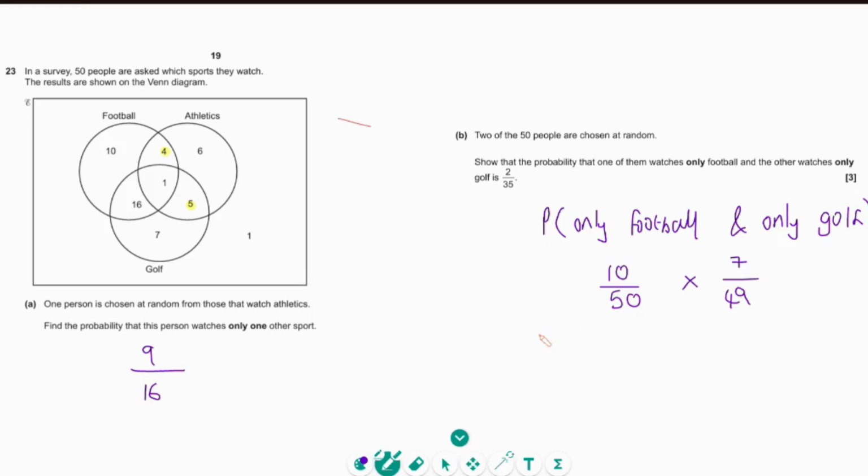I could also have it the other way around, so the probability it watches only golf and then only football, which would be 7 over 50 times 10 over 49.